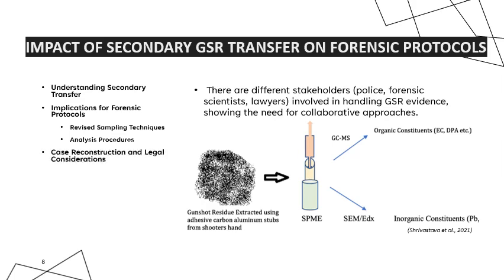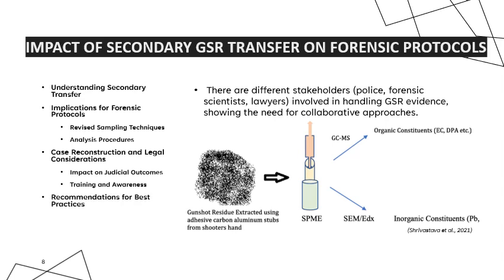So, case reconstruction and legal considerations. Impact on judicial outcomes. It's important to understand how secondary transfer can affect legal outcomes, particularly in cases where the presence of GSR is used to establish proximity to a shooting. Then training and awareness. It's suggested that ongoing training for forensic professionals should include updates on the latest research regarding GSR dynamics, ensuring that analyses reflect the current understanding and prevent misinterpretations when dealing with gunshot residue.